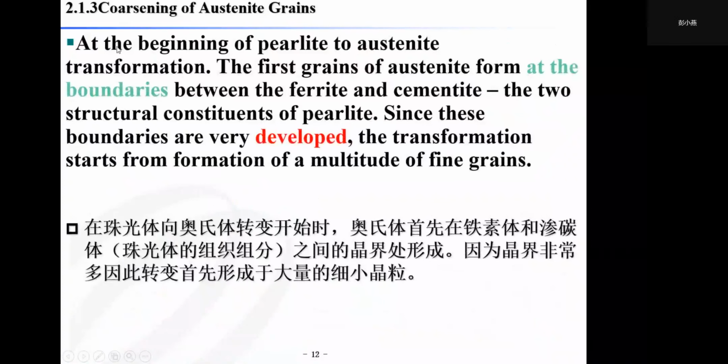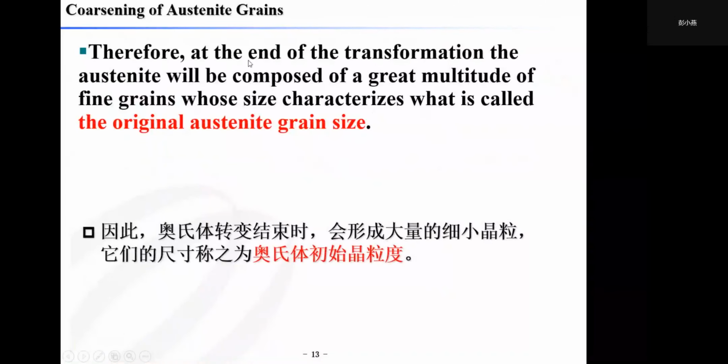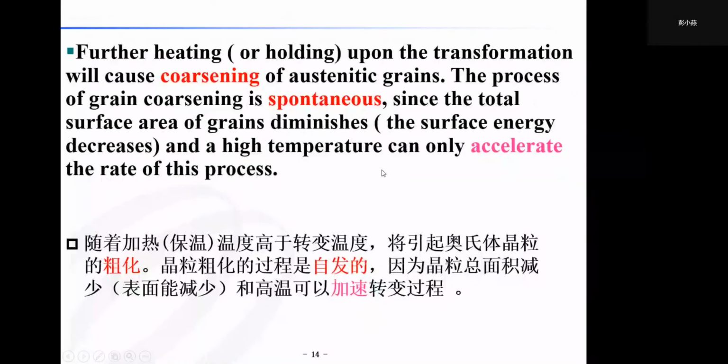Let me say, at the beginning of perlite to austenite transformation, the first grains of austenite form at the boundaries between the ferrite and cementite, and the two structural constituents of perlite. Since these boundaries are very developed, the transformation starts from formation of a multitude of fine grains, and therefore, at the end of the transformation, the austenite will be composed of a great multitude of fine grains whose size characterize what is called the original austenite grain size.